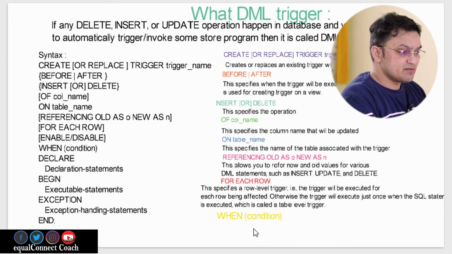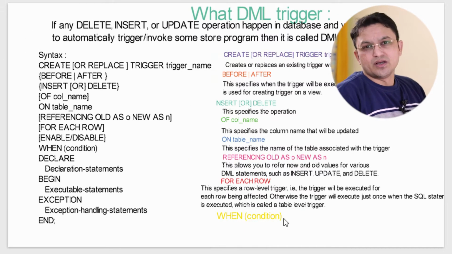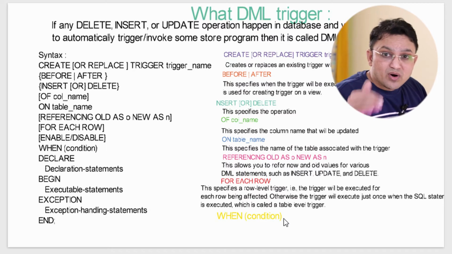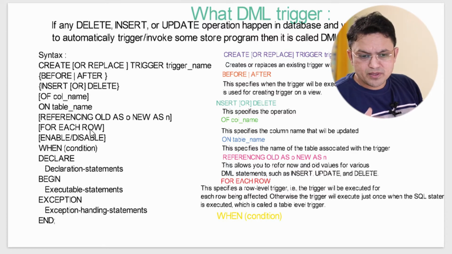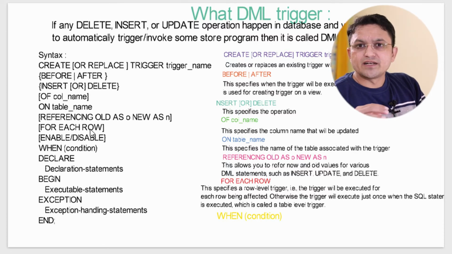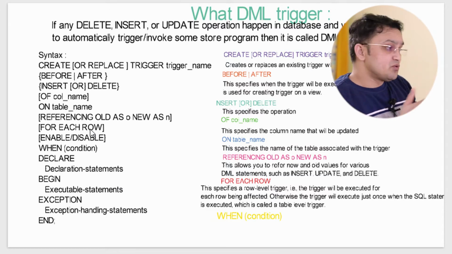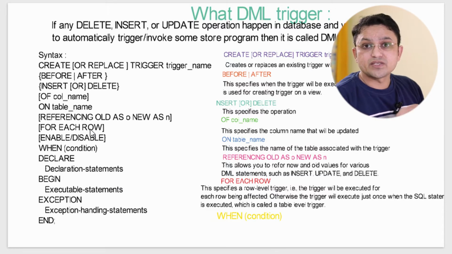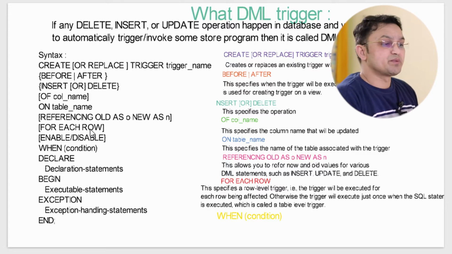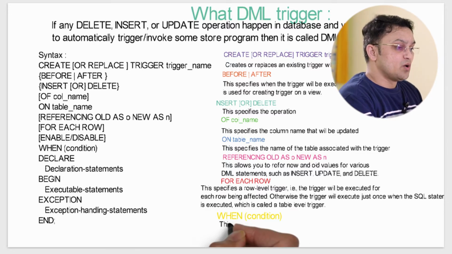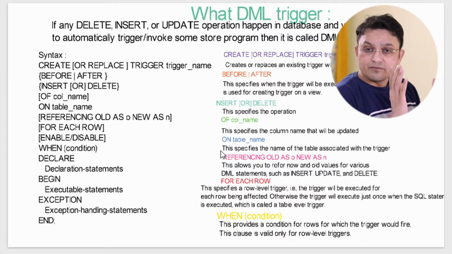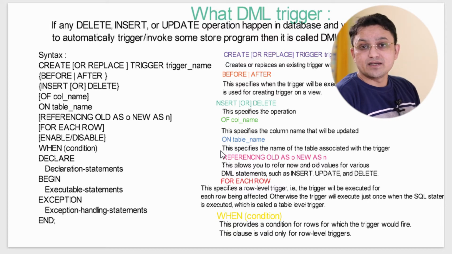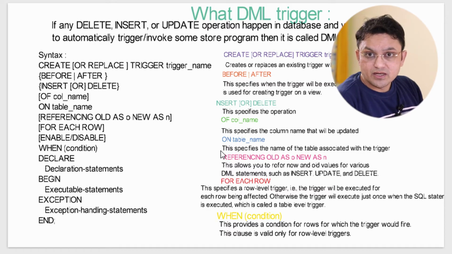Okay, moving on to the next thing, which is nothing but your when condition. You can mention the condition as well, under which conditions this trigger will get executed. For example, if I say that if salary is greater than 10,000, only then execute this trigger, otherwise don't execute. That kind of thing you can also mention over here in the when condition. Okay guys, so this is all about the trigger and the syntax part. So far we have understood what exactly a trigger is, why exactly we require the DML trigger, and what the syntax of the DML trigger is.